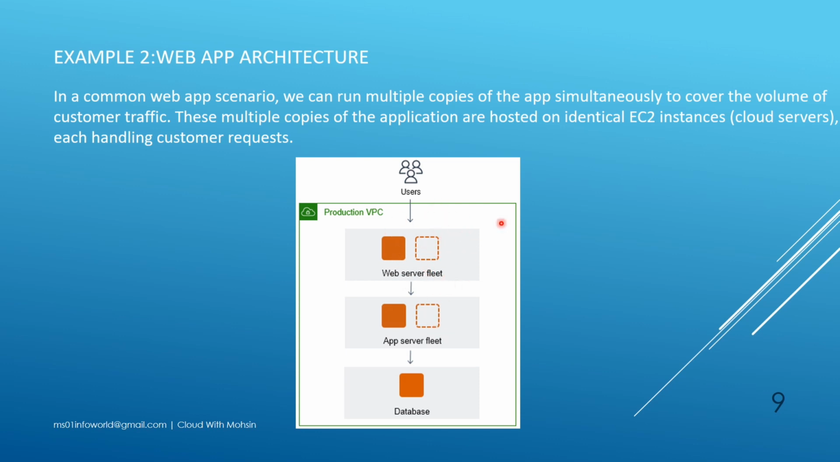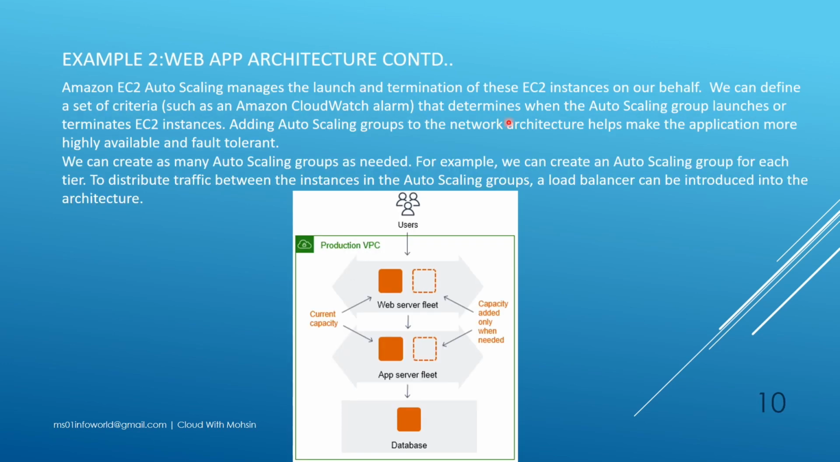We are paying for that as well when we are not using auto scaling. But when we introduce auto scaling, the capacity is added only when there is a requirement. It will launch instances, and we can use auto scaling at each tier, at the web tier as well as at the application tier. This way we can save money by not running EC2 instances all the time when there is no requirement. That is the benefit of this.